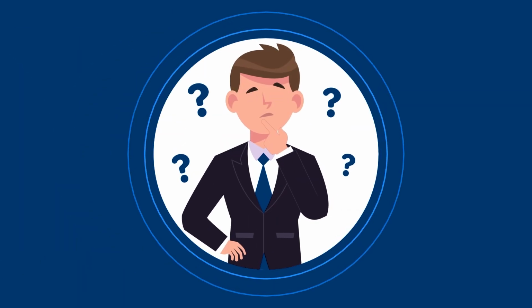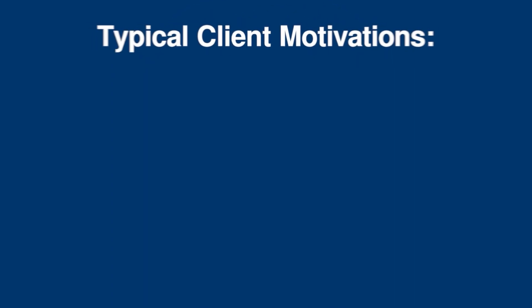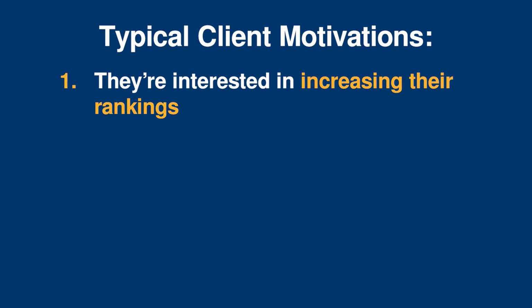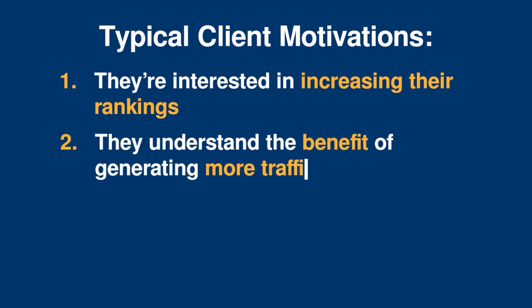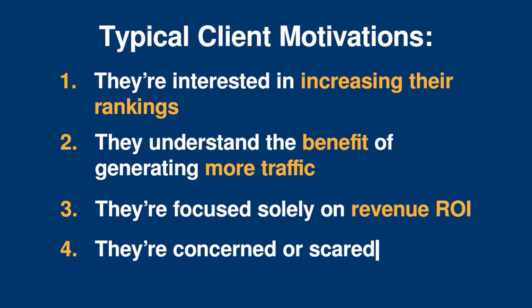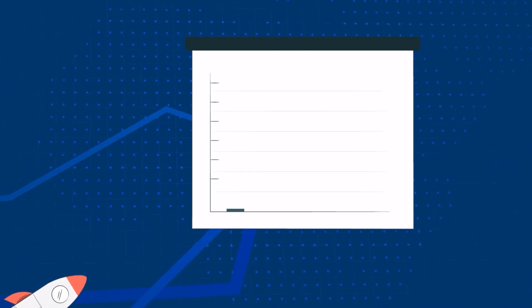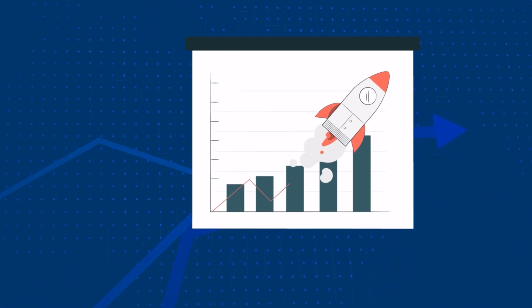When determining your pricing, you want to first understand your client's motivation. Typical client motivations tend to be they're interested in increasing their rankings, they understand the benefit of generating more traffic, they're focused solely on revenue return on investment, or they're concerned or scared that they're missing out. When determining your pricing, you should consider your client's motivation, as this will help you decide on the KPIs and measurables you base your pricing on.